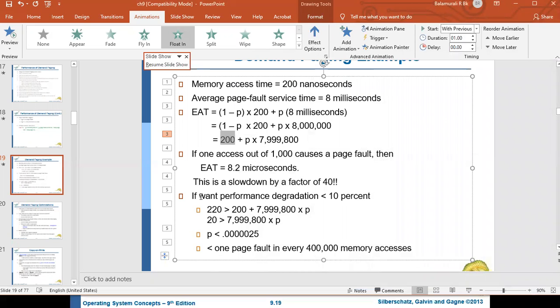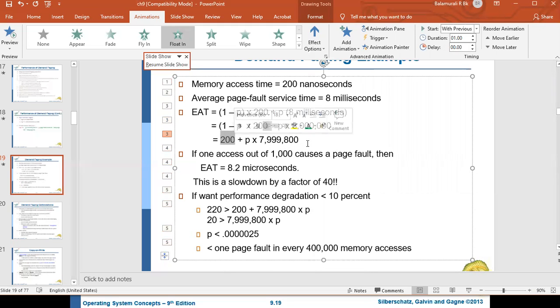Okay, so let us assume that we want the performance degradation to be less than 10 percent. Then what does it mean? It means that anyway, in the minimum ideal case you need 200 nanoseconds. So what is 10 percent of 200?